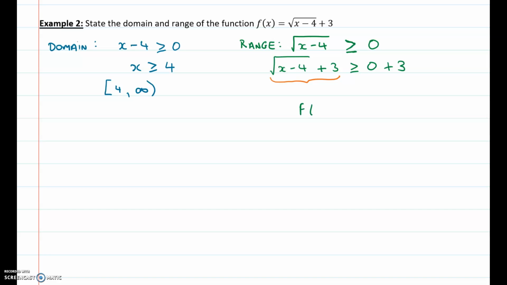So we're saying f of x is greater than or equal to 0 plus 3. 0 plus 3 is just 3. So f of x is greater than or equal to 3. In other words, f of x can start at 3 and can get bigger, as big as it likes. So the domain is going to be from 4 to infinity, and the range is going to be from 3 to infinity.